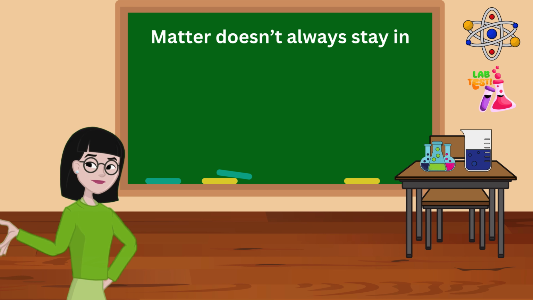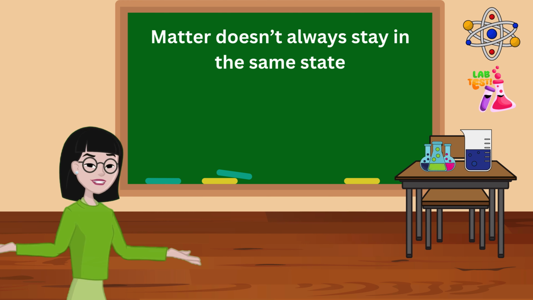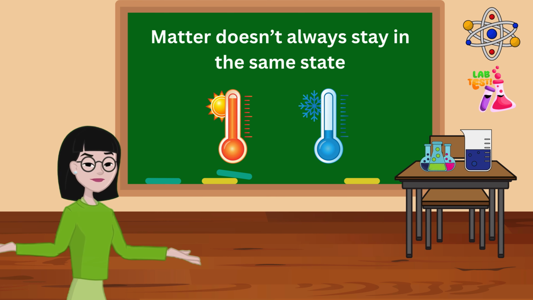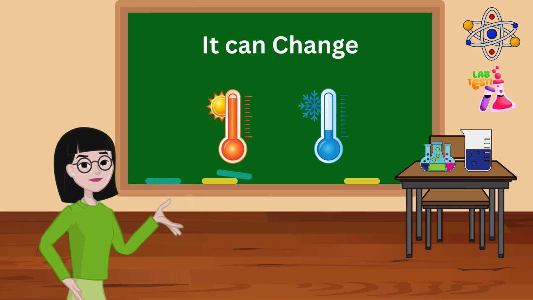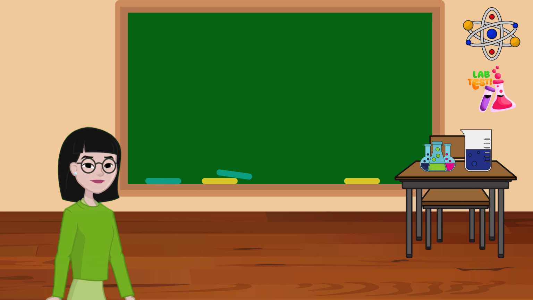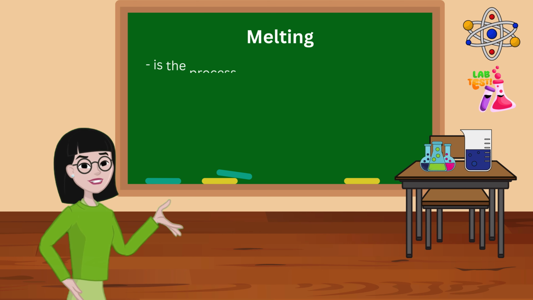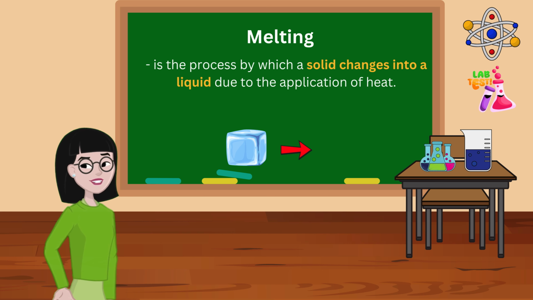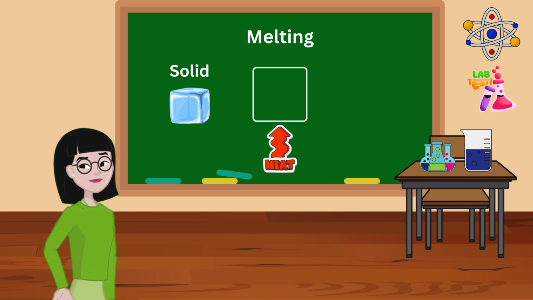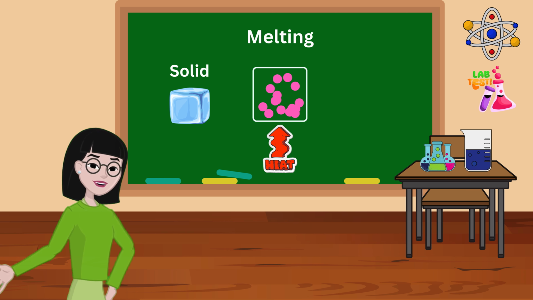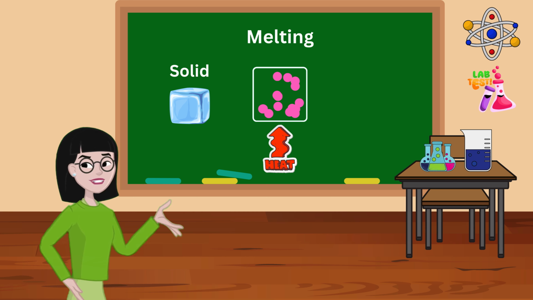Okay, class? Matter doesn't always stay in the same state. With heat or cold, it can change. These changes happen around us every day. First is melting. Melting is the process by which a solid changes into a liquid due to the application of heat. When heat is added, the particles in the solid move faster and start to slide past each other, turning into a liquid.